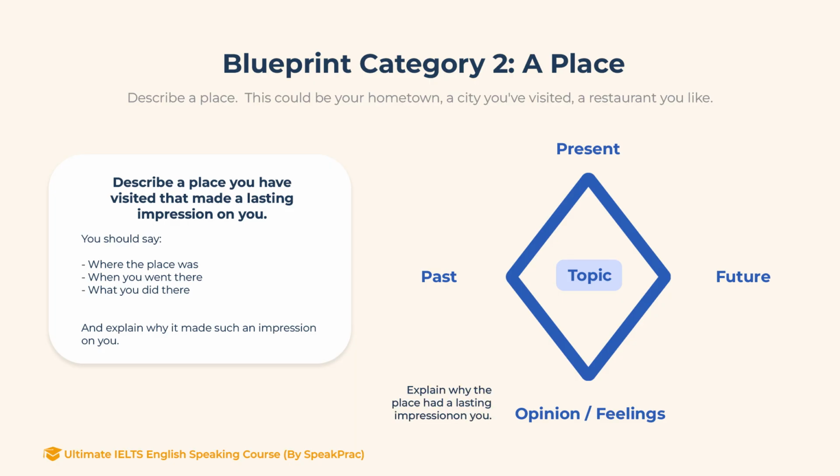The lasting impression part is pure opinion and feelings. And you can talk about the history of the place, which is the past, what it's like now, the present, and if you plan to go back there, which is the future.